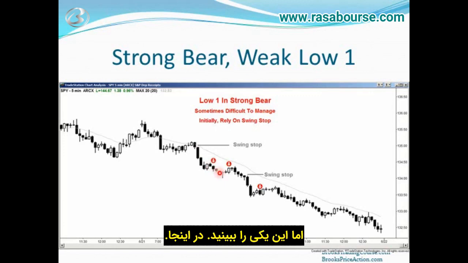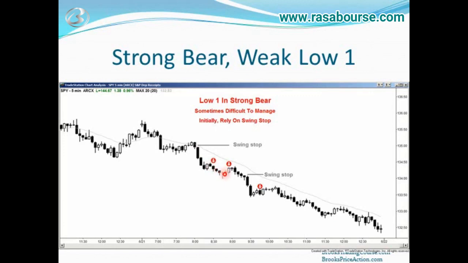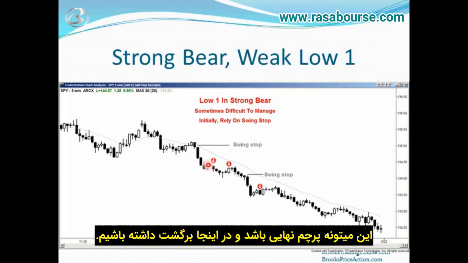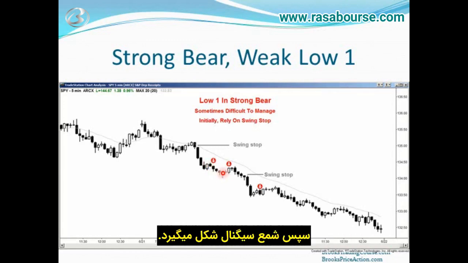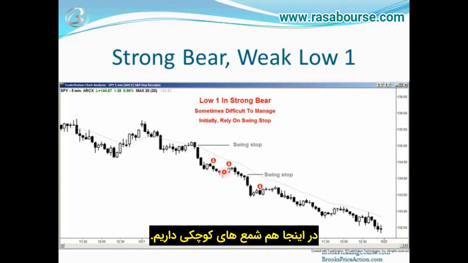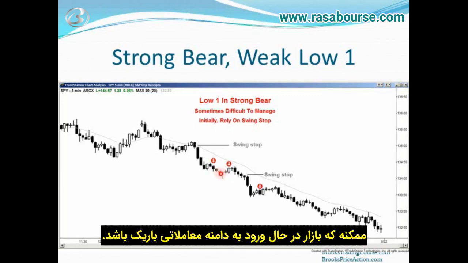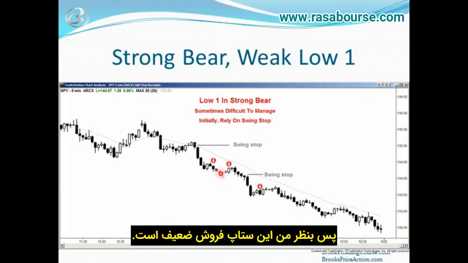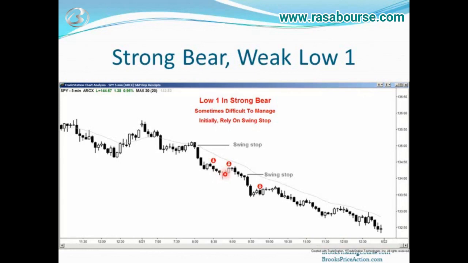However, look at this one right here. Okay? This could be a 1-bar final flag. We have a possible reversal here. And then we have this signal bar here. This very small bar is a signal bar, and it's a doji. So we have a doji here, and small bars here. The market might be evolving into a tight trading range. So to me, that's a weak sell setup.